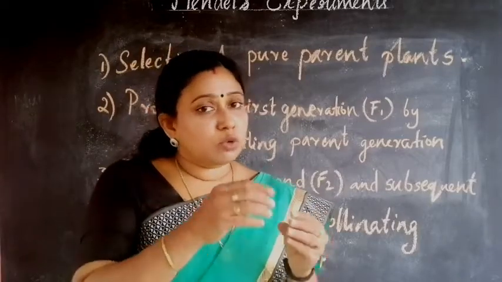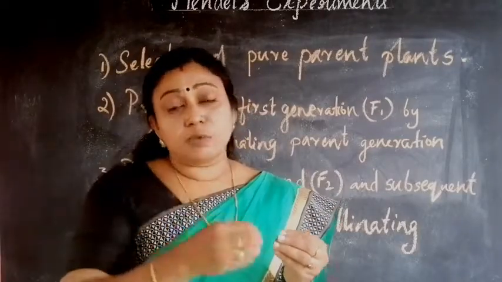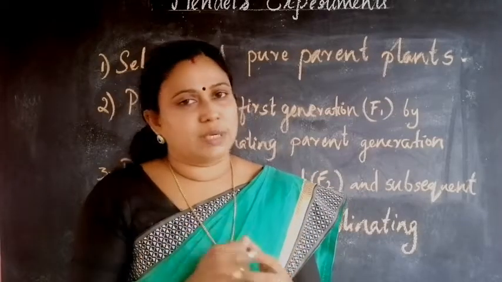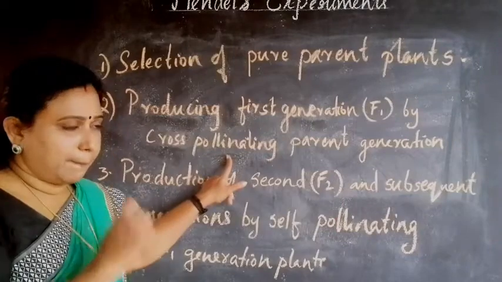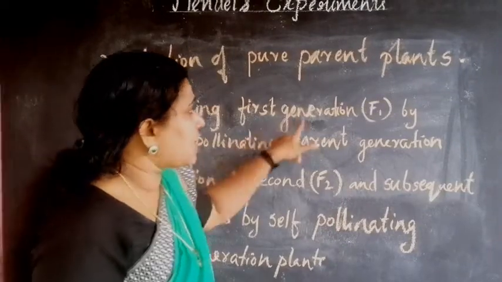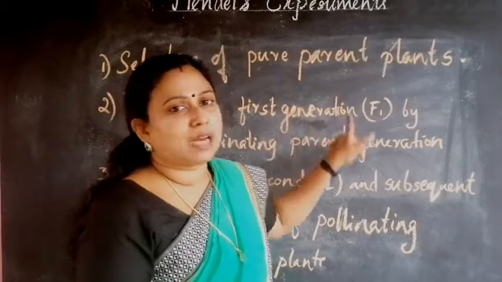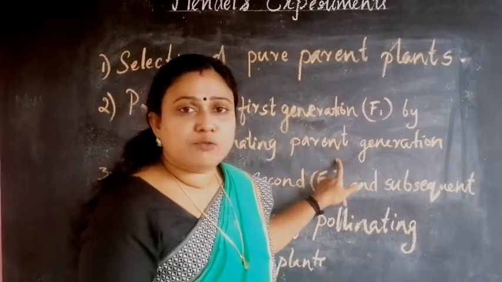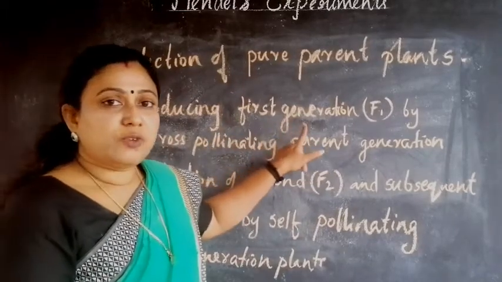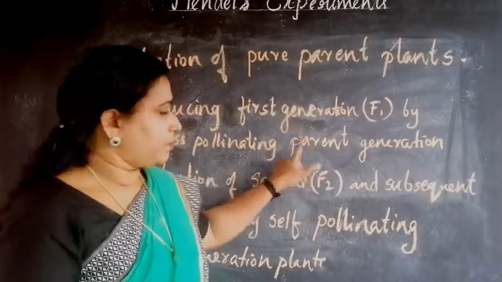The process of removing the stamens from a flower and cross-pollinating is called emasculation. In this step, some plants are produced which have the characteristics of both the parent plants. They are called F1 generation, or the first filial generation.